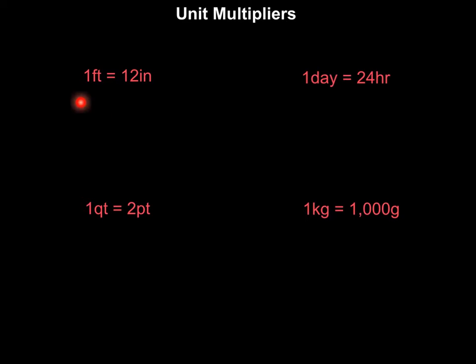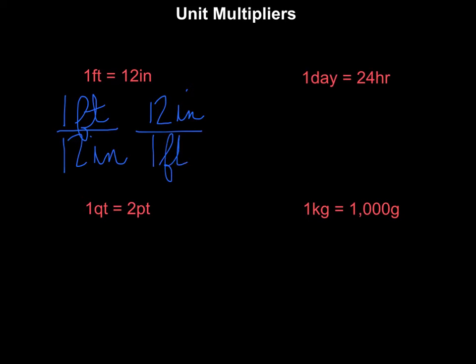In this video, we're going to learn how to use unit multipliers. For each conversion rate, we can create two unit multipliers. Unit multipliers will be fractions where there are equal amounts in the numerator and the denominator, but we use different units to express that. So 1 foot over 12 inches would be a unit multiplier. Likewise, 12 inches over 1 foot would also be a unit multiplier.